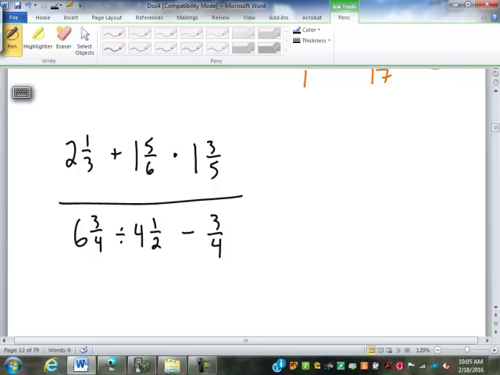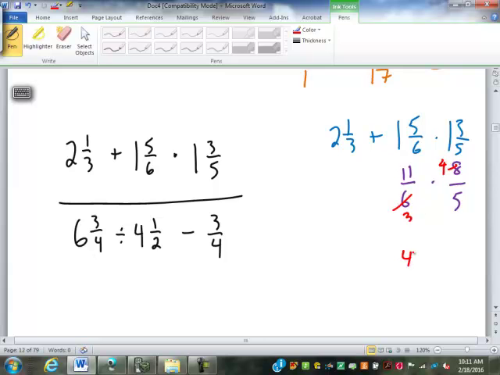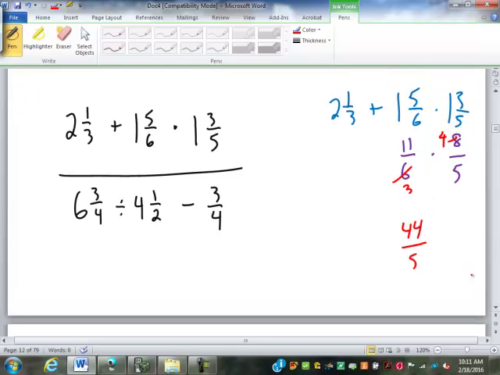Let's see how you do. Let's see how you did. So we're going to start out on top here. 2 1/3 plus 1 5/6 times 1 3/5. So we're going to be multiplying first. This is going to become 11/6, and this is going to become 8/5. Cross cancel, give me 3 and 4. We now have 44/15, I should say, or 2 14/15.